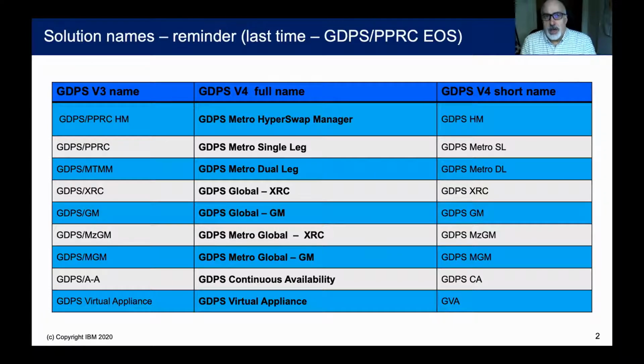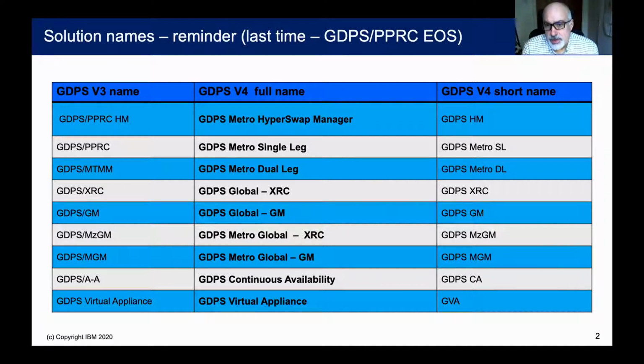The first thing is just a brief reminder. This is the last time that we will show this chart, but a few years ago now, GDPS did some rebranding, and these are the new names, basically. So GDPS PPRC became GDPS Metro, and we stuck in Global for the asynchronous replication solutions, and we combined Metro Global in the 3 and 4 site solutions.